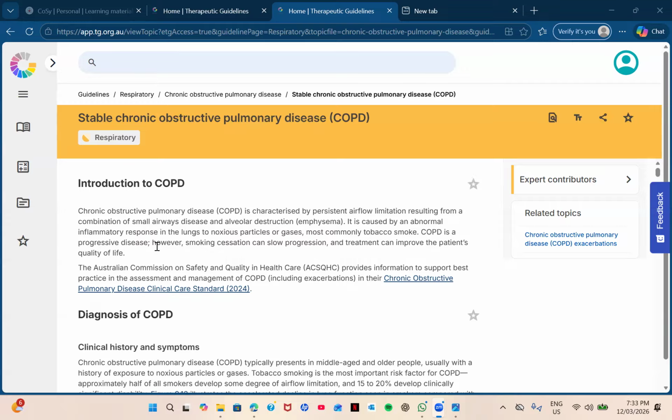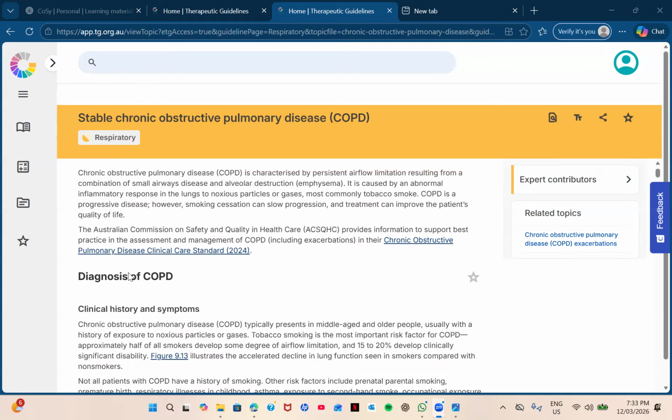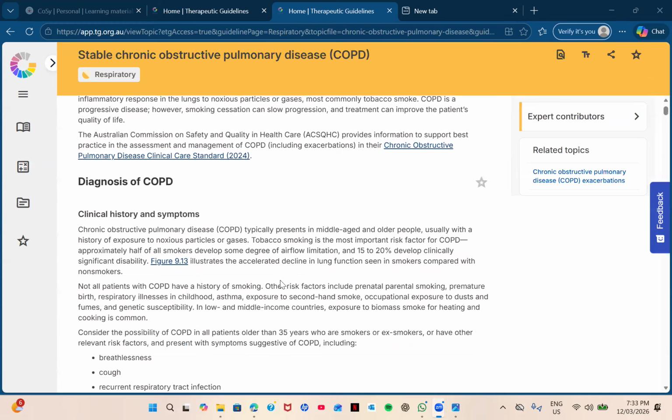Tobacco smoke. COPD is a progressive disease. However, smoking cessation can slow progression, and treatment can improve the patient's quality of life. There's no cure, right? There's no cure. The only thing we can do is manage this patient, and this is the maintenance treatment we are just discussing. Okay.